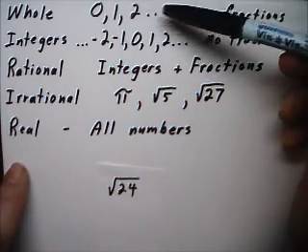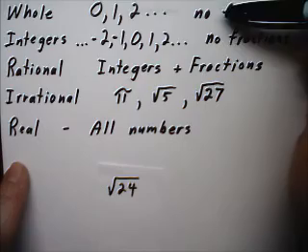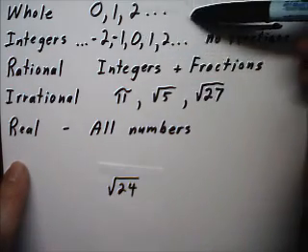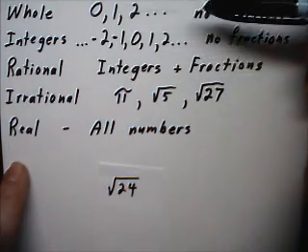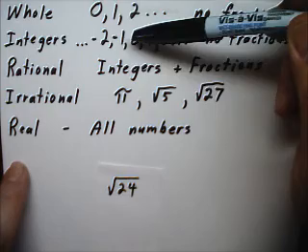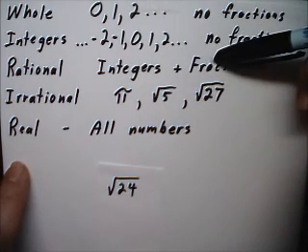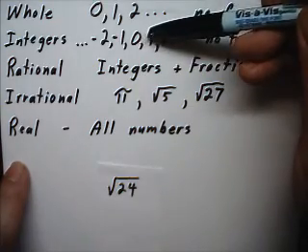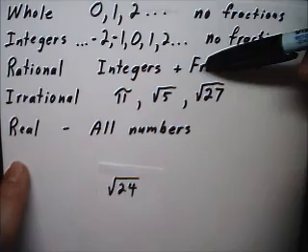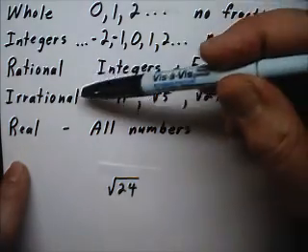The whole numbers just start at 0 and keep going up infinitely, but there's no fractions. Integers are the whole numbers plus the negative whole numbers, and again there's no fractions. Rationals are the integers together with the fractions, and this adds a lot because there's 1/2, 1/3, negative 1/2. So the rational numbers add quite a bit.